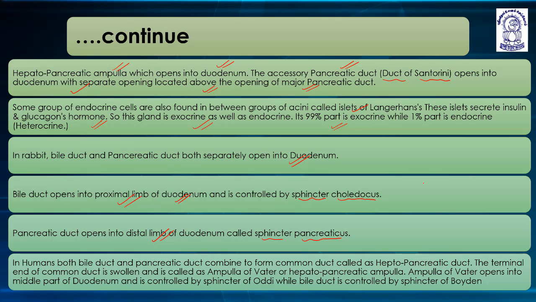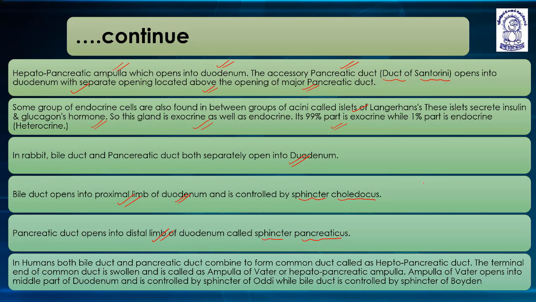So I'll recapitulate all the points for you. In humans, the bile duct and the pancreatic duct don't have separate openings into the duodenum. We have only a single opening, which is the opening for the major pancreatic duct, known as what? The hepatopancreatic duct.